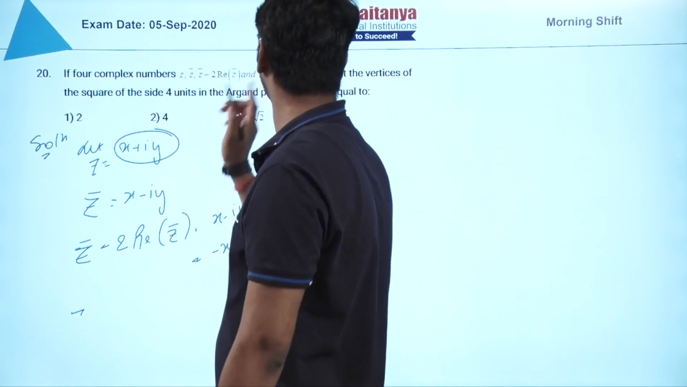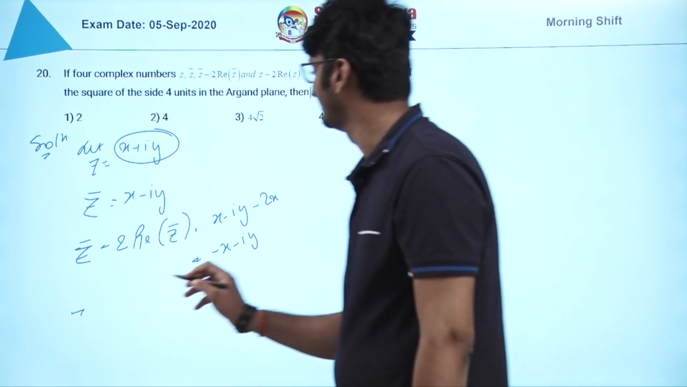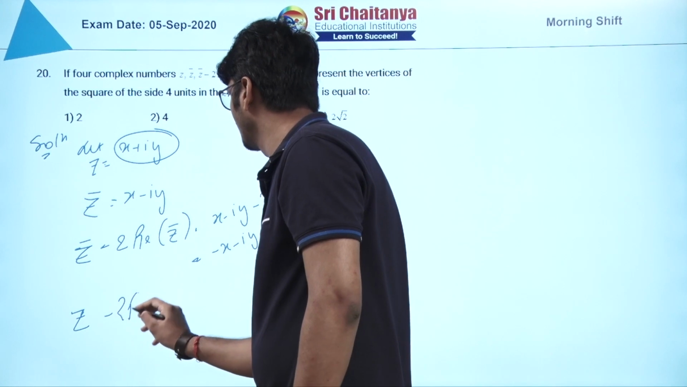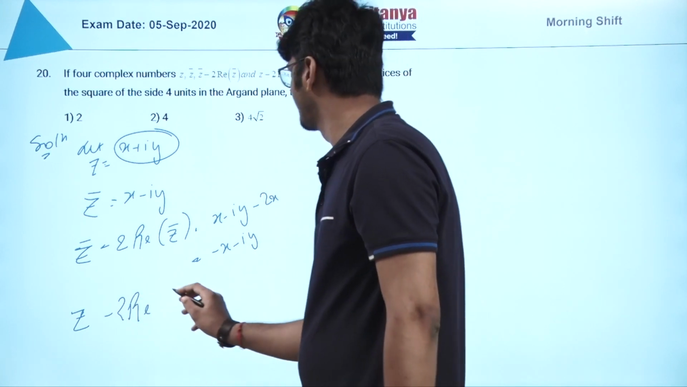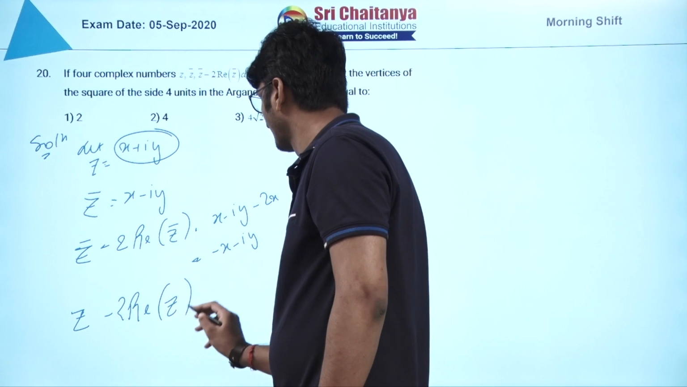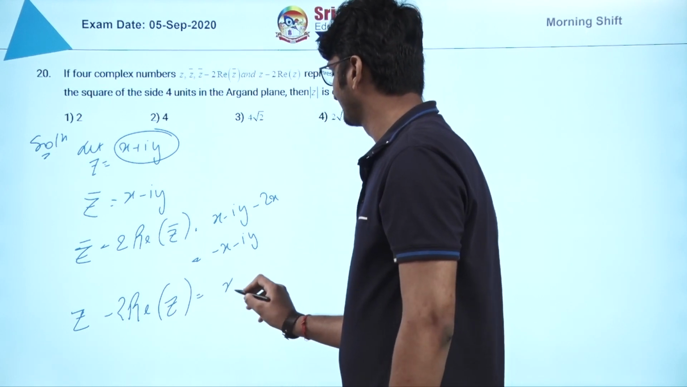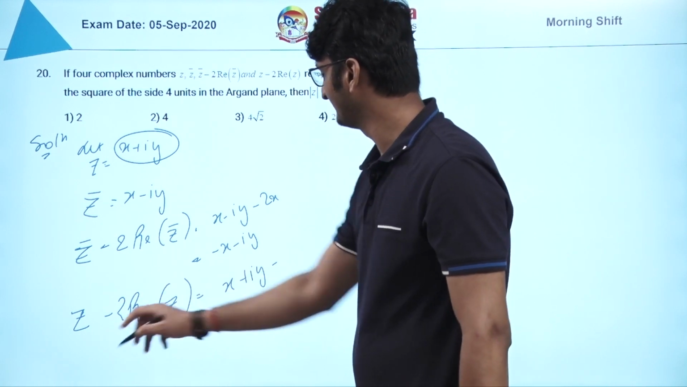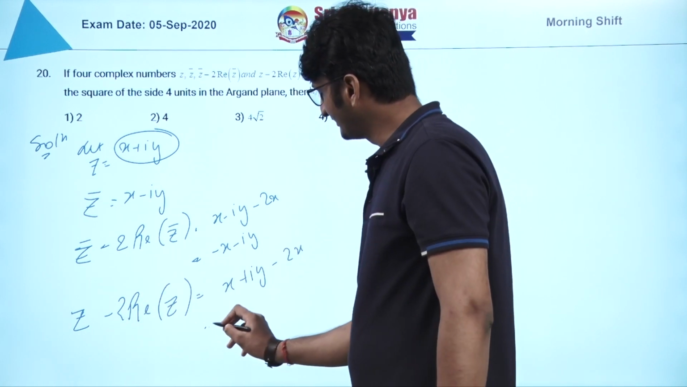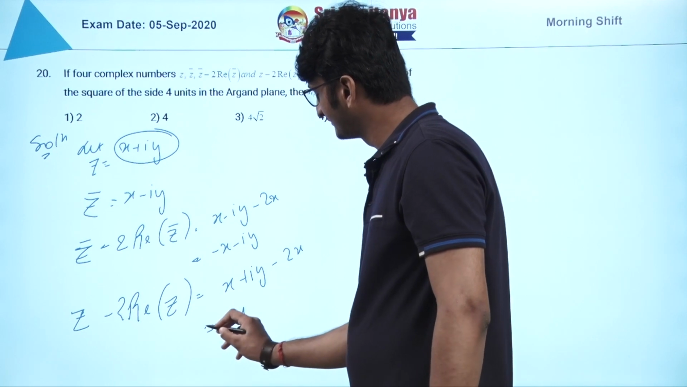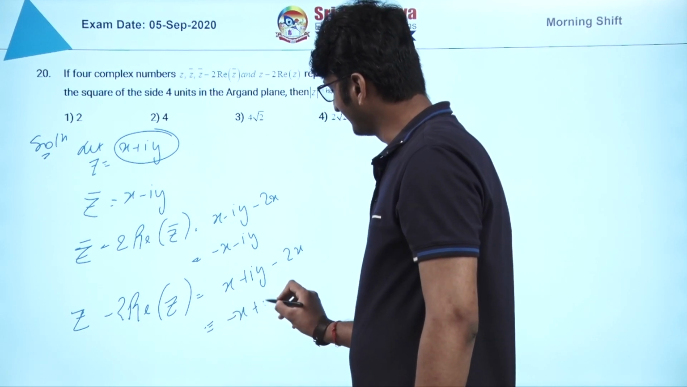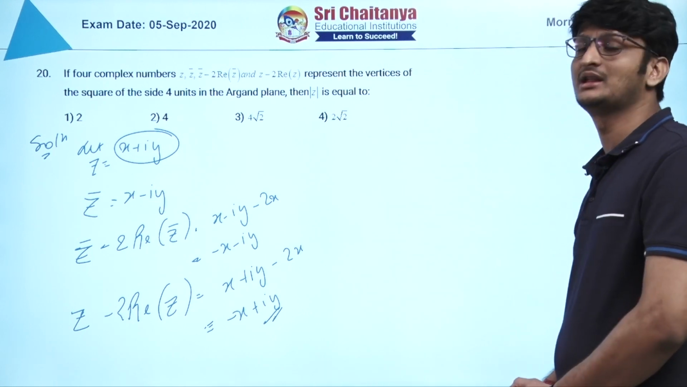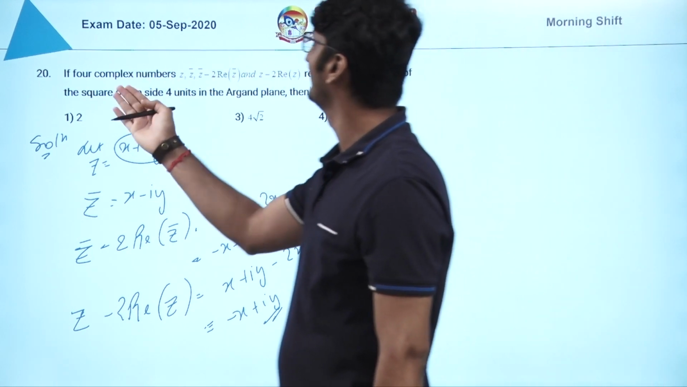What will be my fourth point? The fourth and last point is z minus twice the real part of z. So it is again x plus iy minus twice of x, hence it has become minus x plus iy. It is given that these 4 points represent the vertices of a square having side 4.